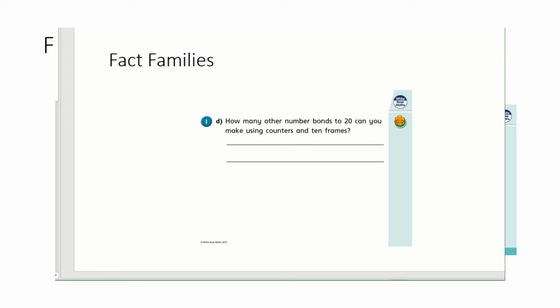So you could get 20 counters. See if you can make different ways. Maybe if you've got 2 different colours would help, or 2 different items, maybe counters and cubes, or whatever you've got, have a go.